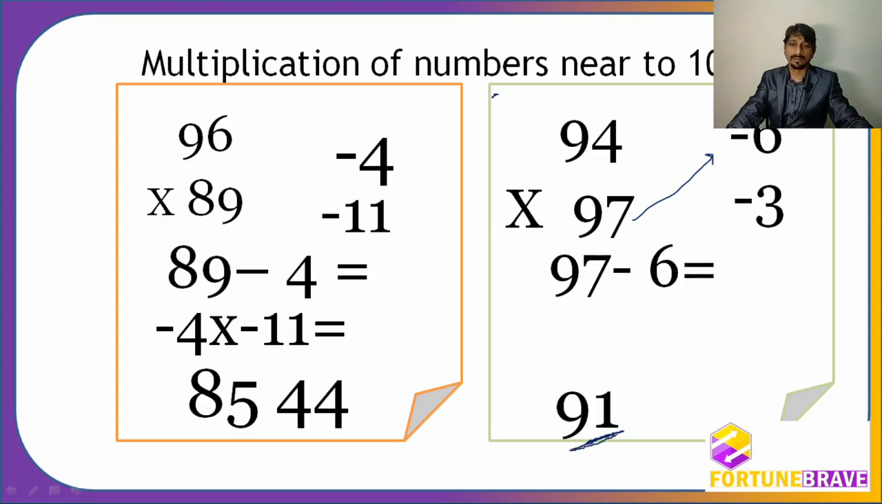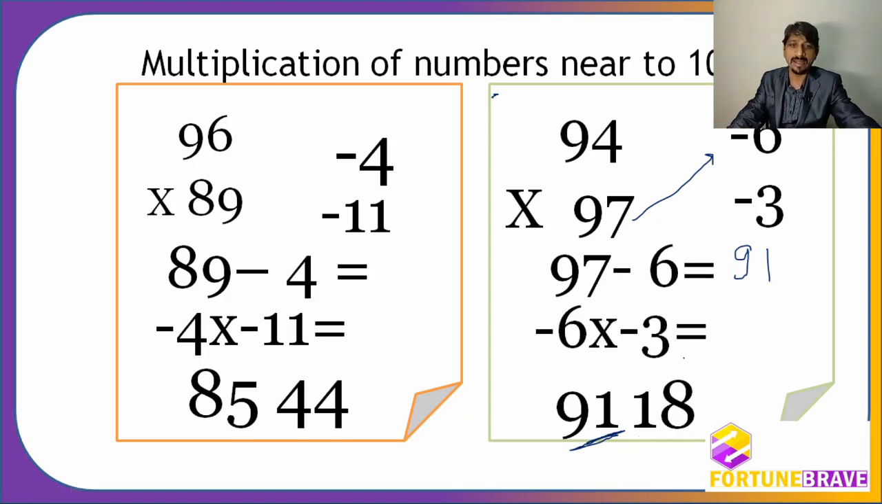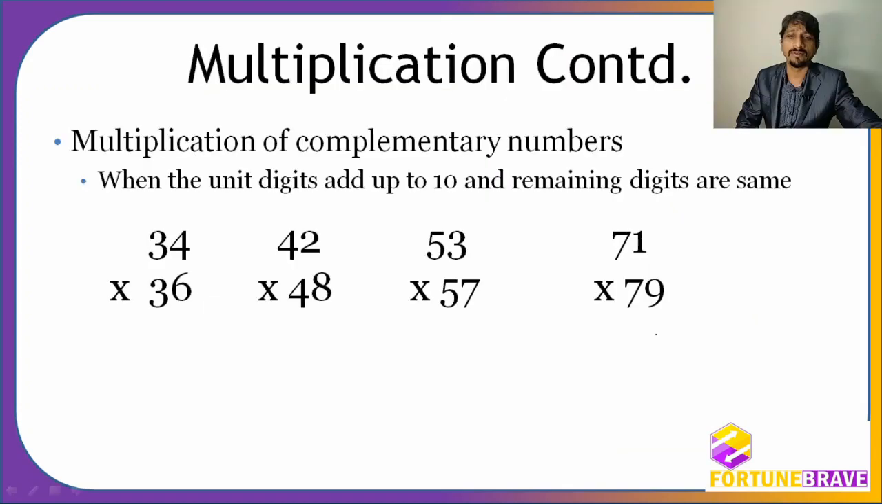So these are the first two digits. 97 minus 6 is 91, which is written here, and then minus 6 into minus 3 is how much? 18 plus 18. So I am going to write it directly. Pause this and see once again if you are not clear. This is the base 100 method. Very, very simple. Okay.